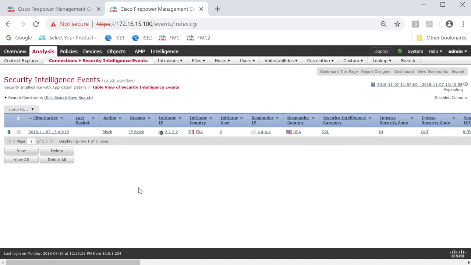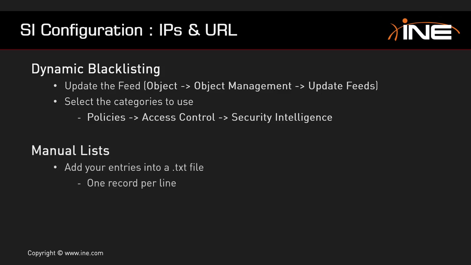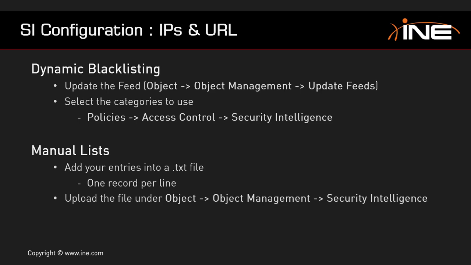So we drop the packet immediately. We don't even evaluate the access control policy rules. Okay, if you want to use manual lists, this is when you will have to build a text file and specify your addresses or URLs, one per line. And I'm going to show you this when we get to the DNS policy. The text file will have to be uploaded to the FTD and the policy will have to be updated with this new setting.